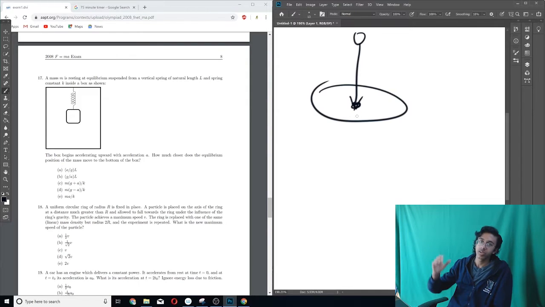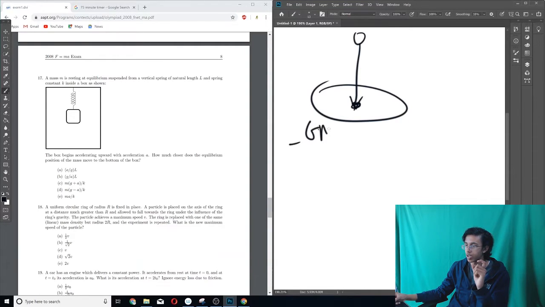So when the ball is really far away from the ring, it has 0 potential energy. But when it gets to the center, we find the potential energy there, and then we can find v. The formula for potential energy between two masses is just negative G m1 m2 over r.